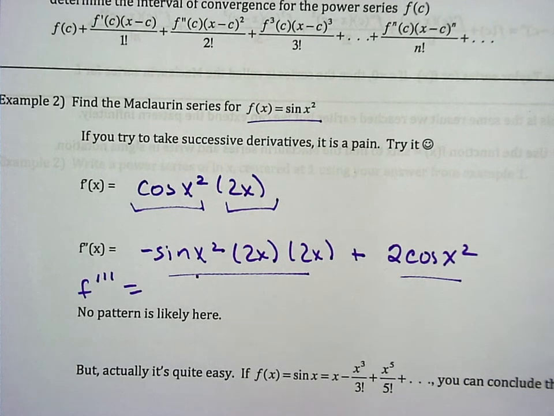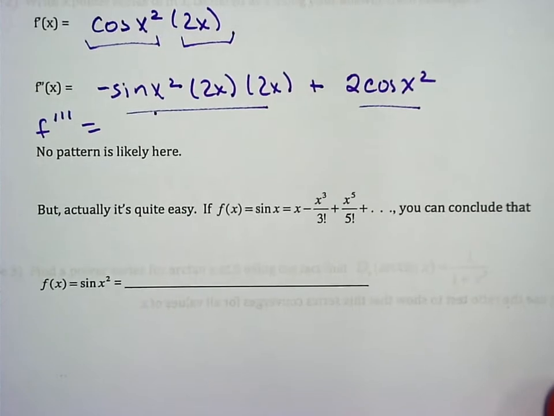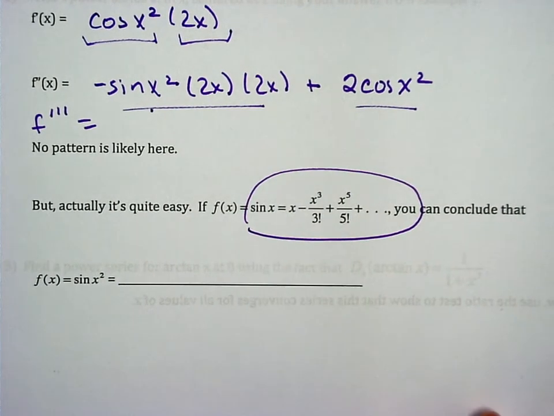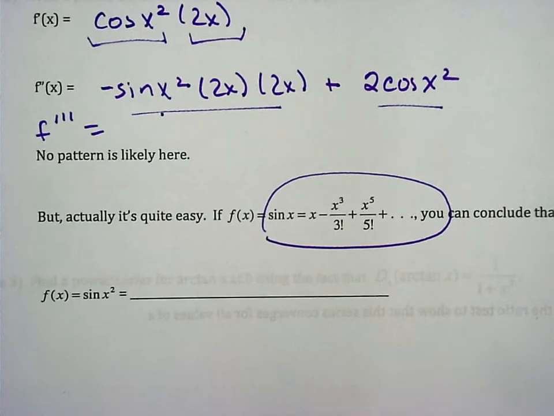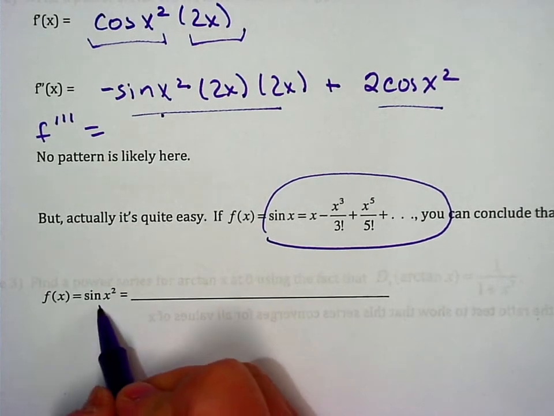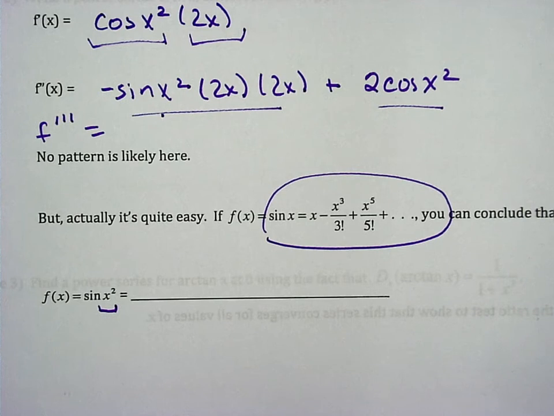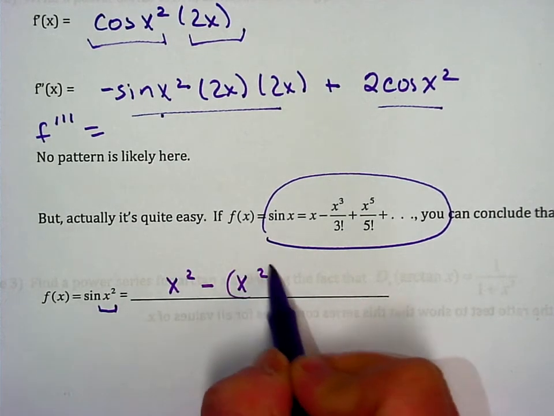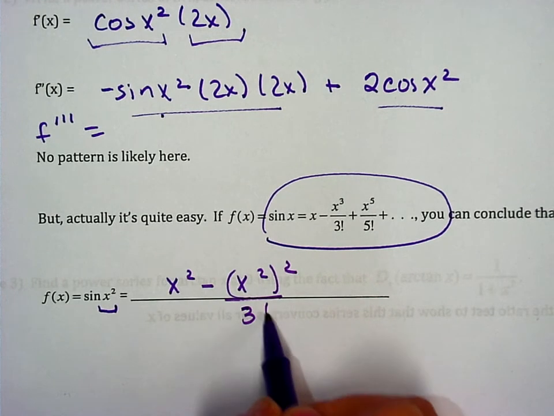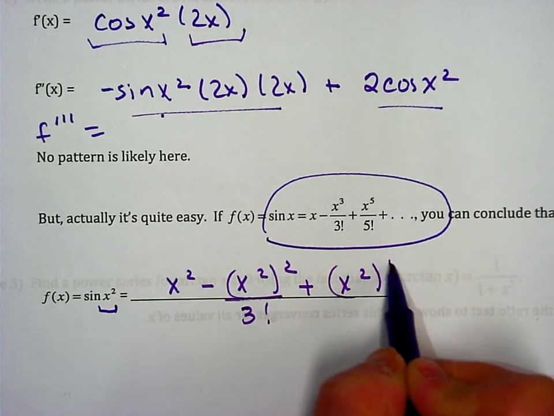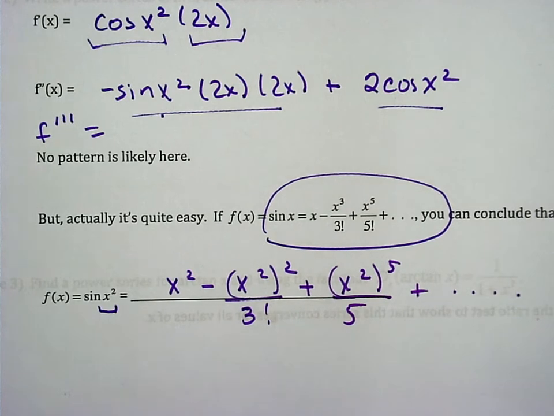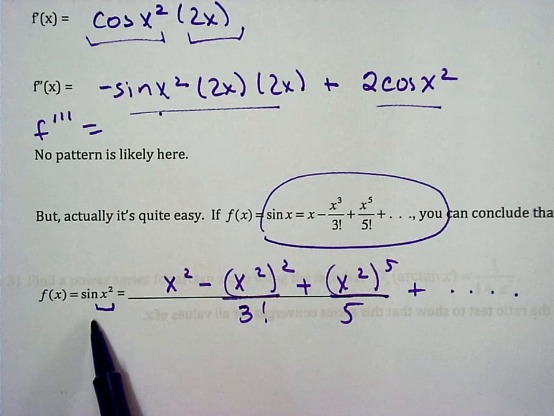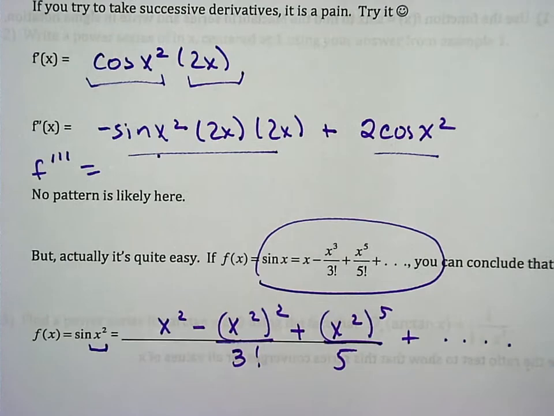But actually, it's quite easy if you know what sine of x is. So if you know already that the sine of x is x minus x cubed over 3 factorial plus x to the fifth over 5 factorial, etc., then sine of x squared, all you're doing is replacing the angle with x squared. So wherever you see an x, you are going to replace it with an x squared. Divided by 3 factorial, so I'm going to plug in an x squared wherever I see an x. Those are my first three terms, and obviously the pattern continues. So this is the series for sine of x squared, and you would get the same thing if you went through and calculated all these derivatives.